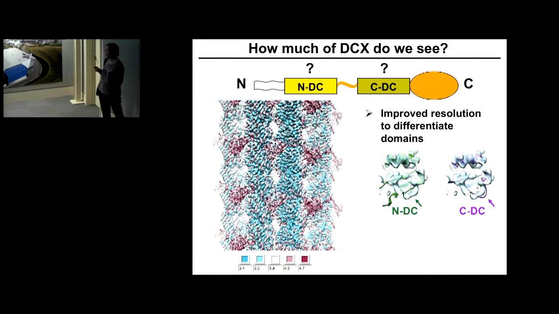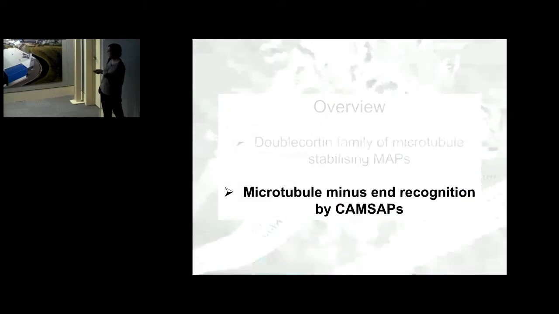And this leads us to think about different ways of testing this idea. One of the things that we are currently doing is some DC domain engineering, so making chimeras of Doublecortin with either two NDCs or two CDCs, because that will allow us to address both functional and structural questions about what these DC domains look like when bound to microtubules. So this is our area of interest for studying Doublecortin.